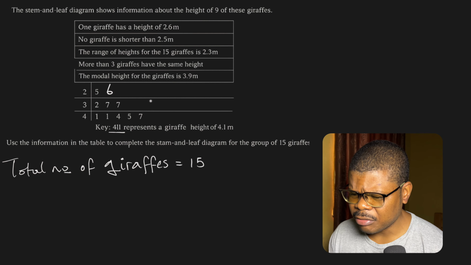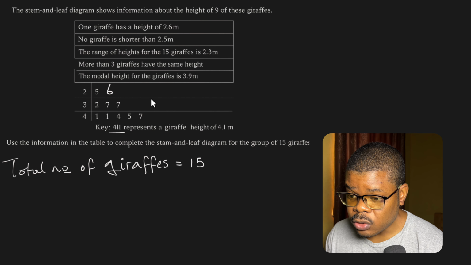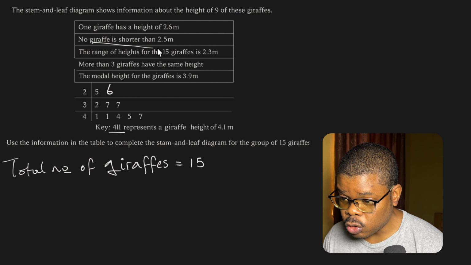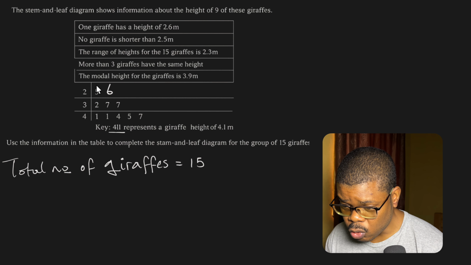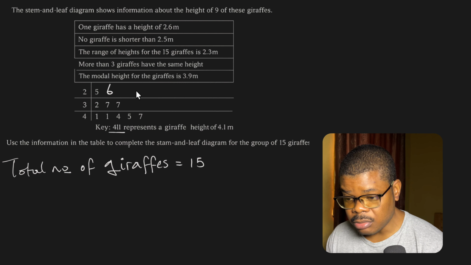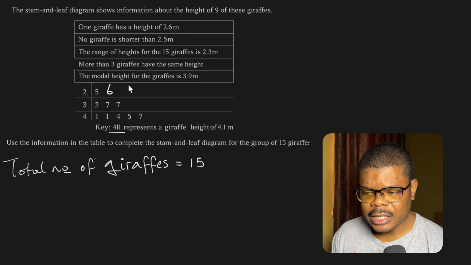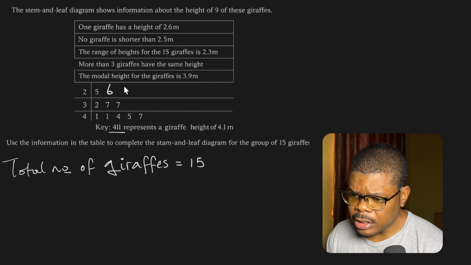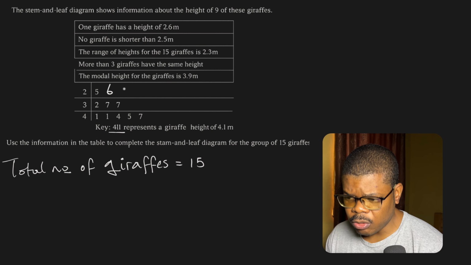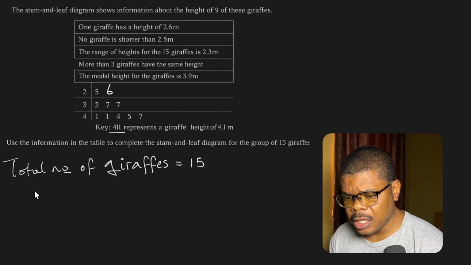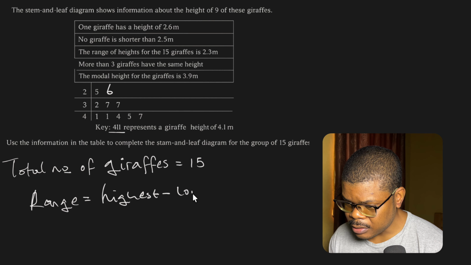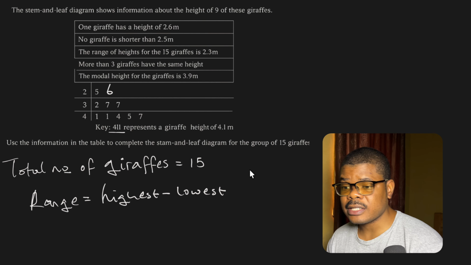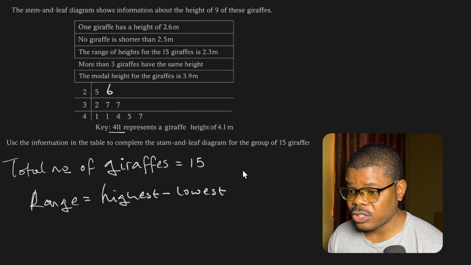So let's look at the other information that we have. We are told that no giraffe is shorter than 2.5 meters. So that is clear. This is the lowest height we have, 2.5 meters. Then the next information says that the range of heights for the 15 giraffes is 2.3. Now, do you remember the formula for range? The formula for range is highest minus lowest. So in this case, that is the highest height minus the lowest height.